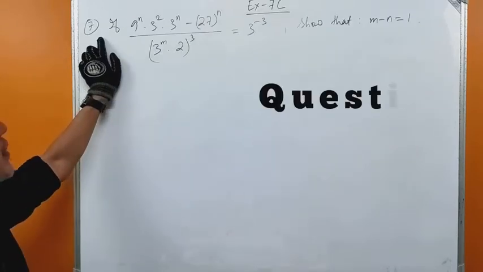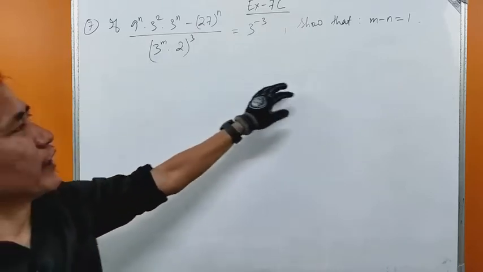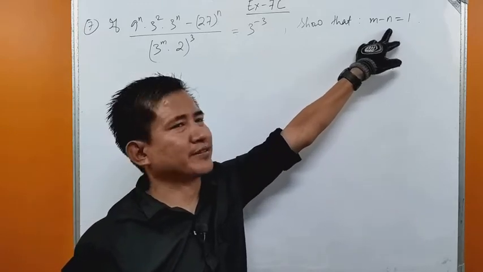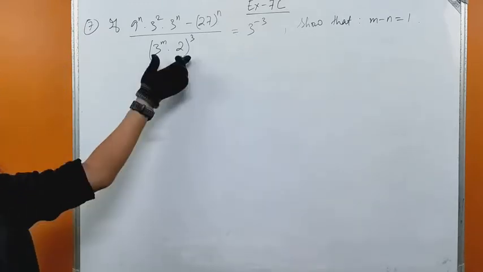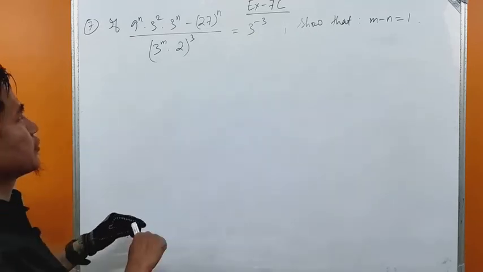Okay, this is question number 7. This is the given equation to us and we are asked to prove m minus n equals 1. This is the given condition. We are asked to prove m minus n equals 1. So let's do this.